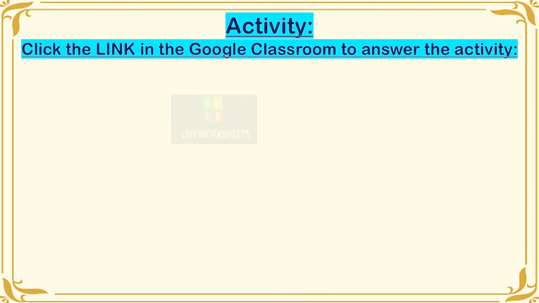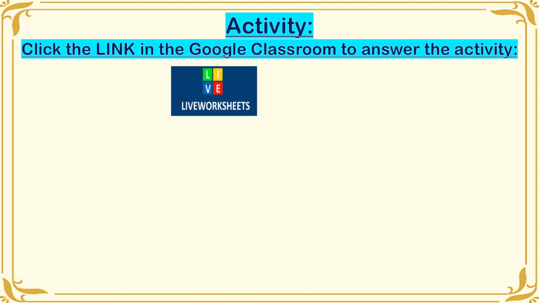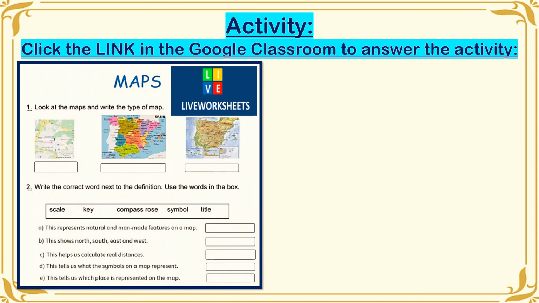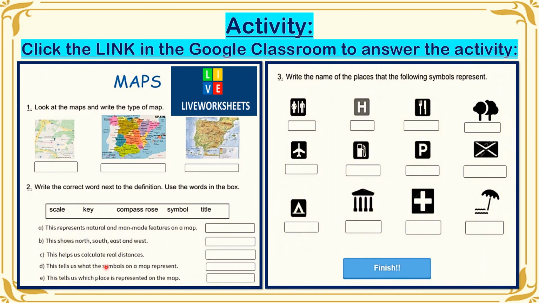Now, class, for your activity, please click the link in the Google Classroom to answer the given activity. And your activity looks like this. So it's about maps. It has three numbers, numbers 1, 2, 3. After you answer all of the numbers, click finish. Click check my answer and screenshot. Don't forget to write your name and upload in Social Studies album in your line group. Good luck, everyone!